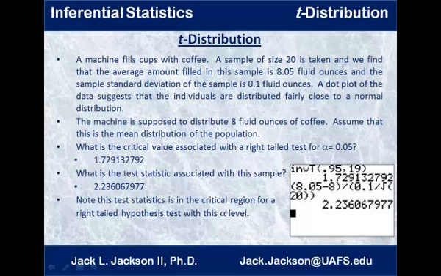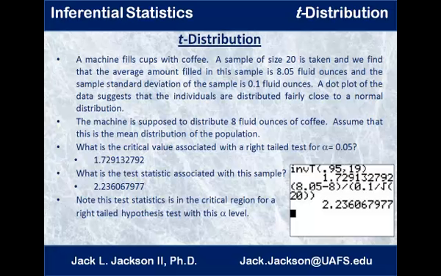Well, we already computed the test statistic. Here it is. It's 8.05 minus 8 divided by 0.1 divided by square root of 20. That is x bar minus mu, the hypothesized mu, divided by s over the square root of the sample size, square root of n. And that's our 2.236067977 as far as our calculator will go. Now the critical value is an inverse t. Remember, the critical values we found on a standard normal by an inverse normal. We're going to use an inverse t.